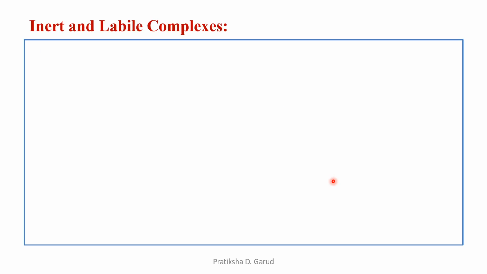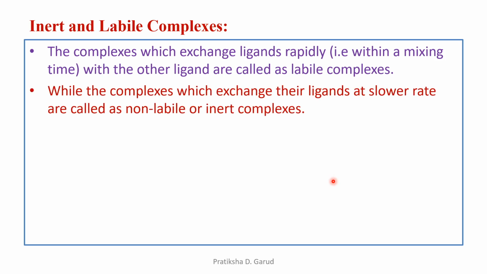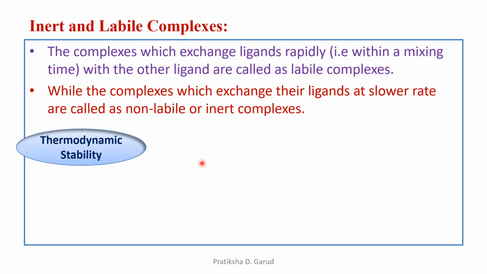Based upon this, let us find out the terms inert and labile complexes. What are the inert complexes? The complexes which exchange ligands rapidly, that is fast, within a mixing time with other ligands, are known as labile complexes. While the complexes which exchange ligands at a slower rate are called non-labile, or inert complexes. So inert complexes exchange their ligands at a slower rate, whereas labile complexes exchange their ligands at a faster rate.